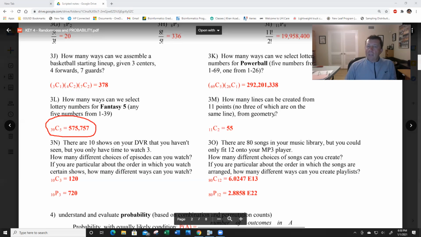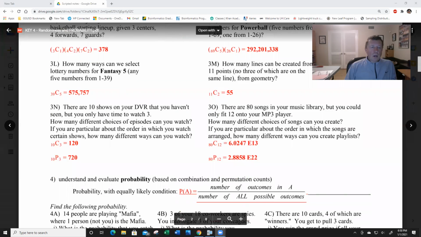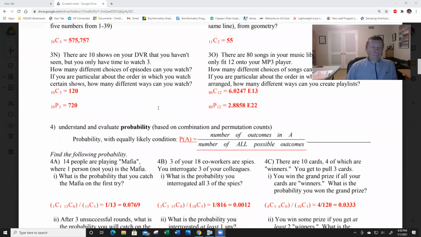And then M, how many lines can be created from 11 points, from geometry? This is kind of cool. It's kind of a fun activity to actually do, but it takes a while. Remember, 2 points make a line. So you got to put the points all spread out. But if you do that, it's 11 choose 2. There's actually 55 lines. It's a fun geometry problem to sit there and mess with. So, all right, we're on N and O.